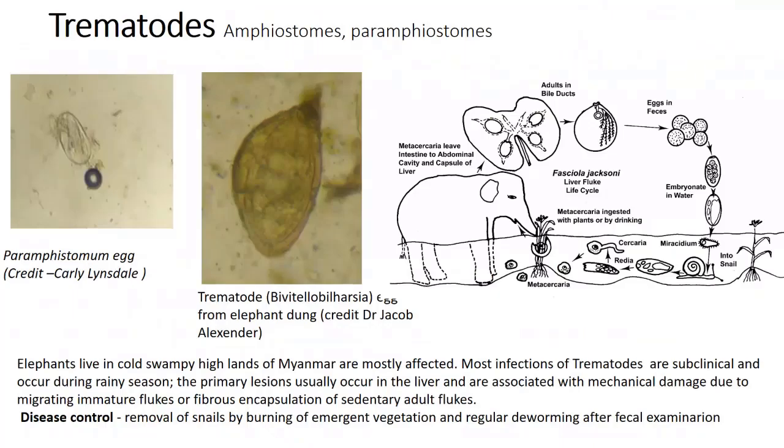growth. Another is trematodes. If elephants are living in the highlands or in a swampy area, these trematodes have their main effect in the liver. This is mostly due to mechanical damage from migrating immature flukes. This causes liver insufficiency that can later cause indigestion and a lot of other problems, such as being unable to detoxify. Disease control is very simple and easy to do. It's just removal of snails, burning of the emergent vegetation, and regular deworming after fecal examination. So regular deworming is a must.